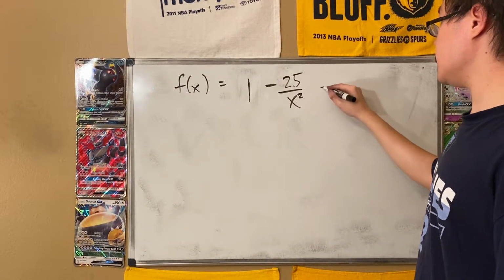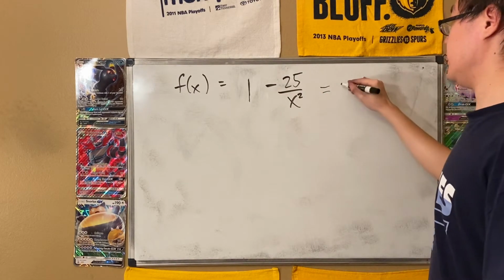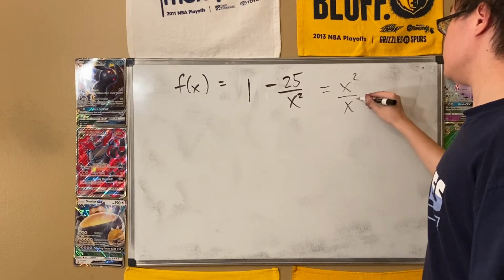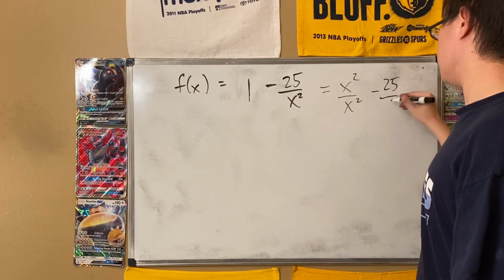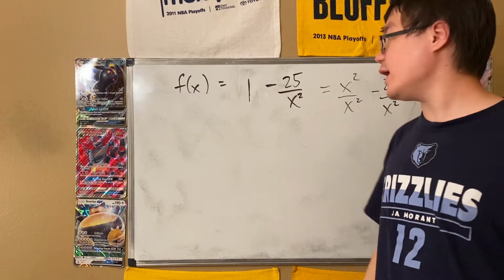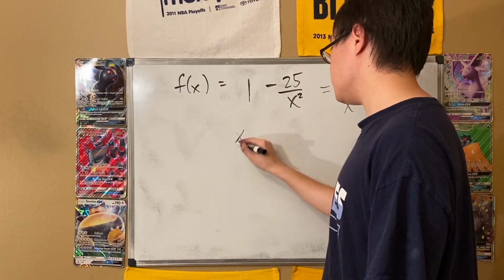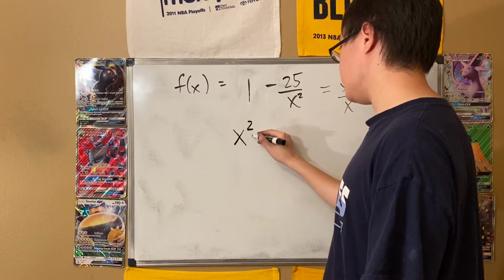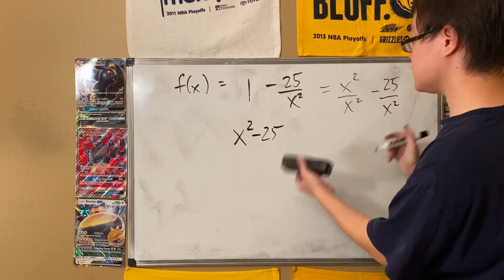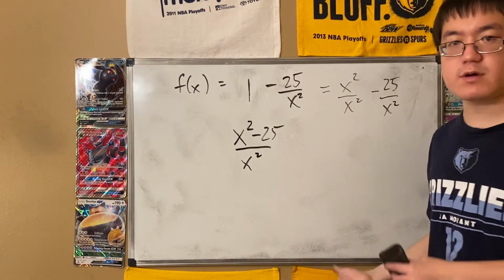What's going to be the common denominator? Well, it's going to be x squared because they're subtracting from 1. So it's going to be x squared over x squared minus 25 over x squared. And again, the reason I'm doing this is so that I can try to combine these. So in this case, it's going to be x squared. Hopefully my pen doesn't die before the end of this video. I can combine this into one single fraction, x squared minus 25 over x squared.